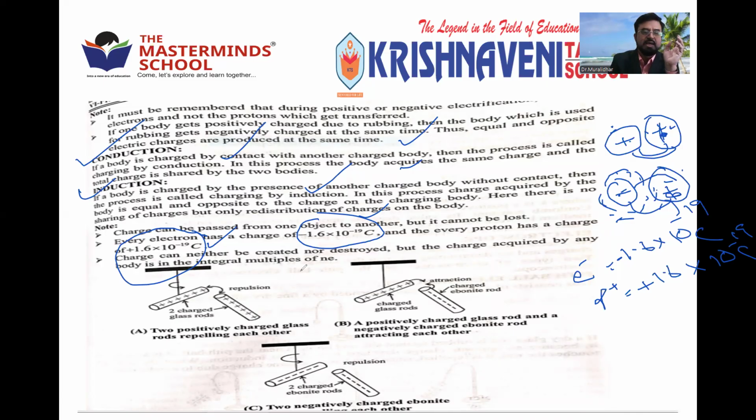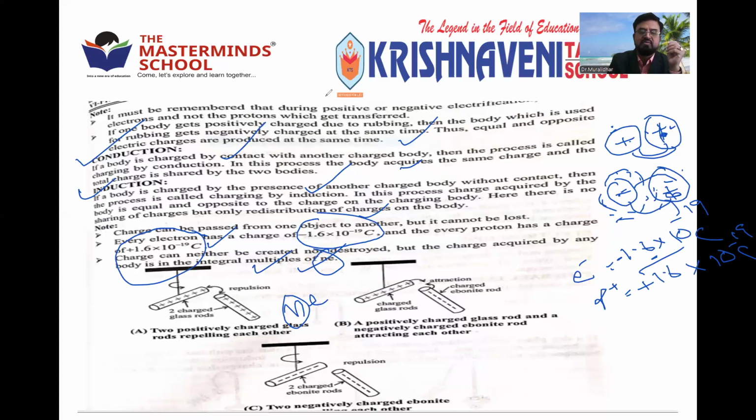Right? So charge can be neither created nor destroyed. But the charge acquired by any body is an integral multiple of n into e. How much charge you are giving, you will get n into e. n is the number of electrons, and e is the charge of each electron. So how much charge is acquired, you can calculate using the formula n into e. How many electrons are there? n number. That n you have to put, and the charge of each is 1.6 into 10 power minus 19. n into 1.6 into 10 power minus 19 gives how much charge is acquired by the body.